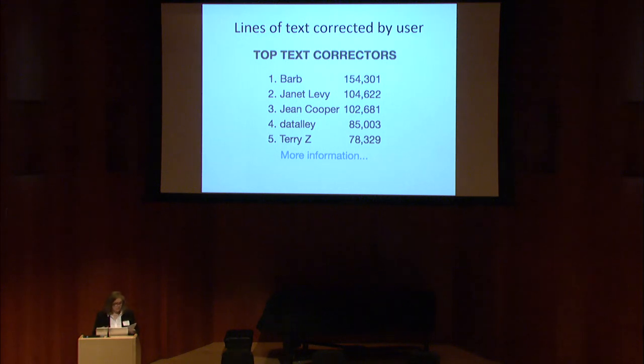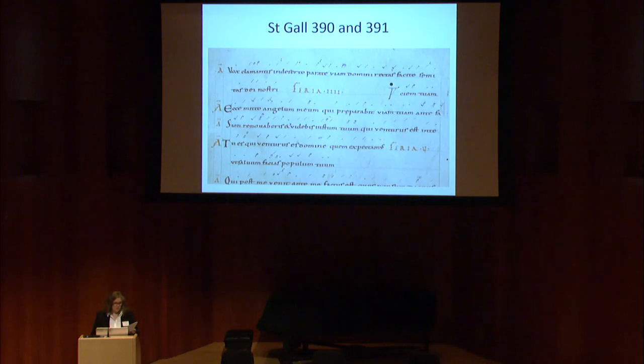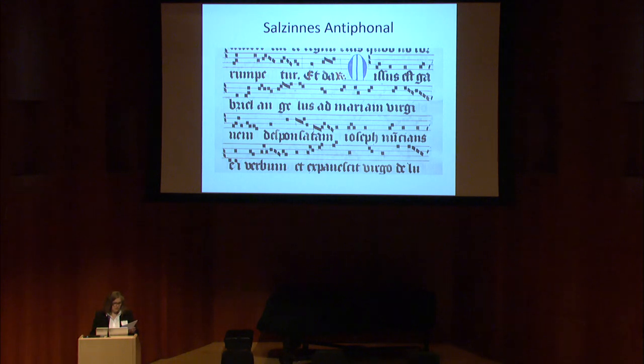In the Cantus Ultimus and the Optical NUM recognition projects, we have processed two manuscripts already with musical notation at the chronological extremes of chant manuscript production: the 10th century St. Gall 390 and 391 using adiastematic notation, or NUMs without staff lines, and the 16th century Salzine antiphonal, a manuscript like the Chicago Institute manuscript with square chant notation on staff lines.